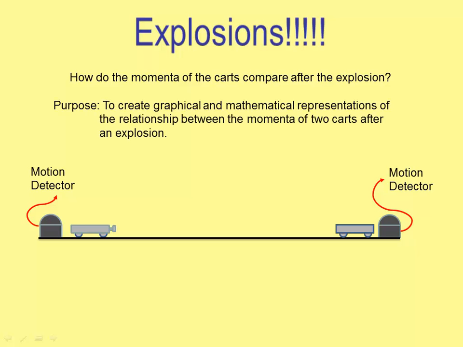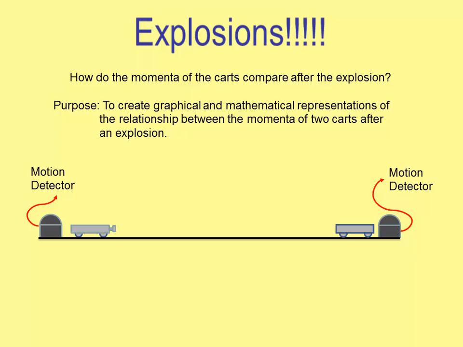So there's the purpose: to create graphical and mathematical representations of the relationship between the momenta of the two carts after an explosion. And just to see what differences we have here, you can set those plungers to 3 different strengths. So you'll want to do some trials with it kind of weak, and some in the middle, and some where you push it all the way in and you get the biggest explosion. You also can change the masses of the cart to see what effect that has, if any at all.